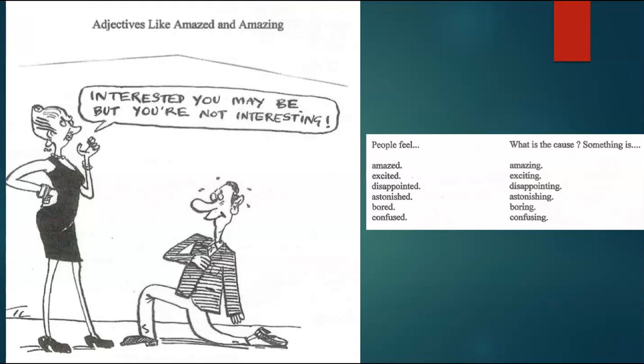So she says, "Interested you may be, but you're not interesting." So this man is interested, but the woman doesn't find him interesting. And it can be helpful to use something like this to teach students the difference between the fact that people may feel amazed and the cause is something amazing. They may feel excited and the cause is something exciting, etc.